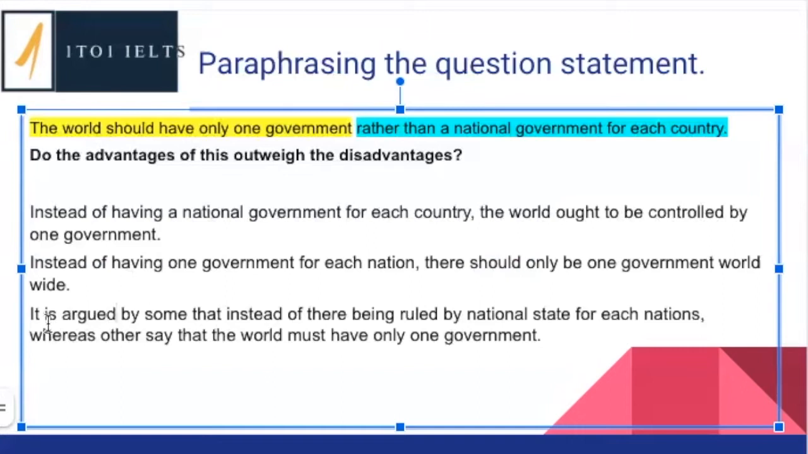Okay, so these two were good. Now let's have a look at this. It is argued by some that instead of there being ruled by national states for each nation, whereas others say that the world must have one government. We've got a little bit confused. The first part I really need to point out: it is argued by some. Is there anything in this question that says it is argued or some people think?